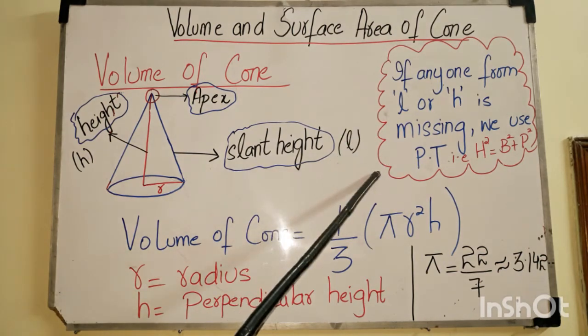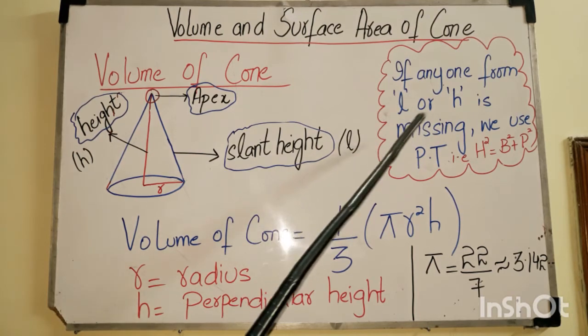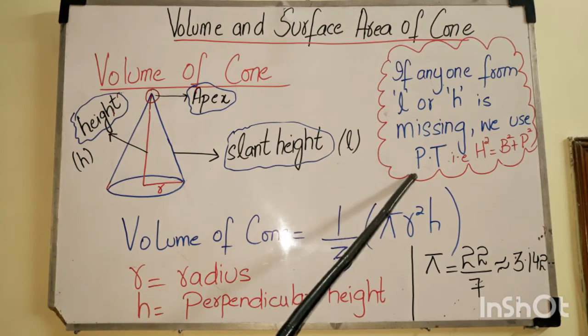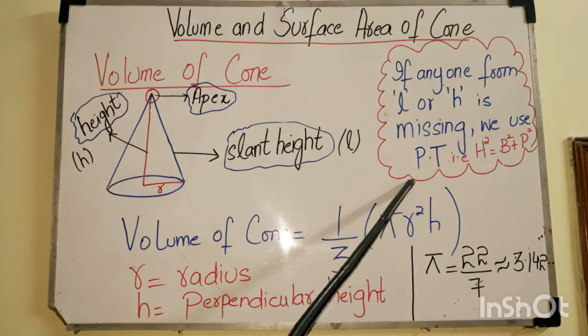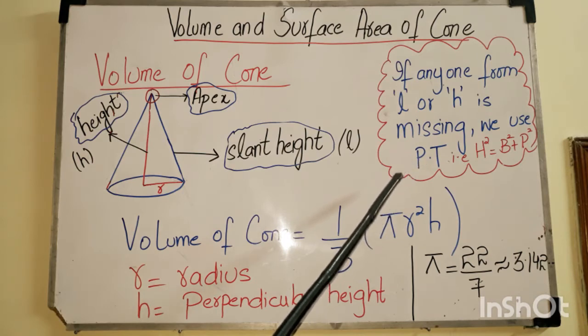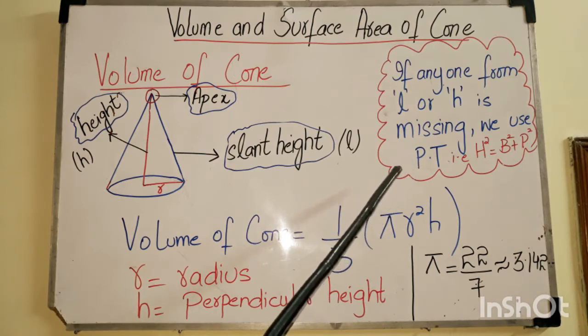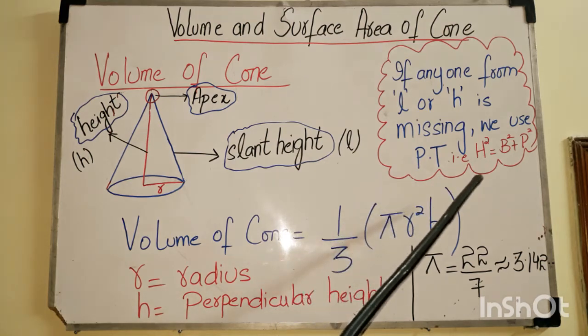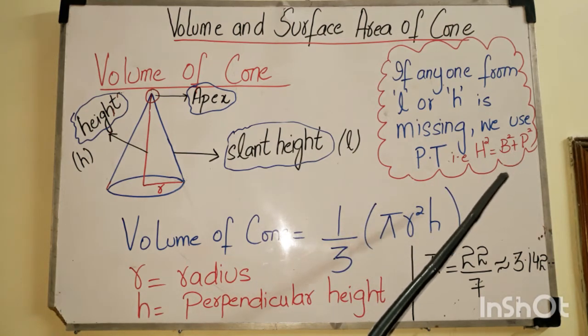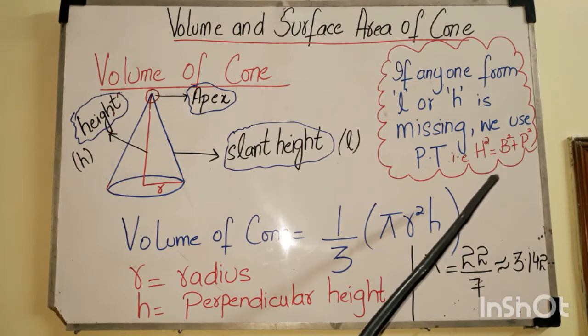Here I have written one important point which I explained earlier in the volume and surface area of the pyramid: if either L or H is missing, we use PT. What is this PT? I have explained in my previous videos. Pythagoras Theorem. If either one of them is missing, we have to use the Pythagoras Theorem. And what is the Pythagoras Theorem? Just recall it one more time. Hypotenuse square is equal to base square plus perpendicular square is the statement of the Pythagoras Theorem.